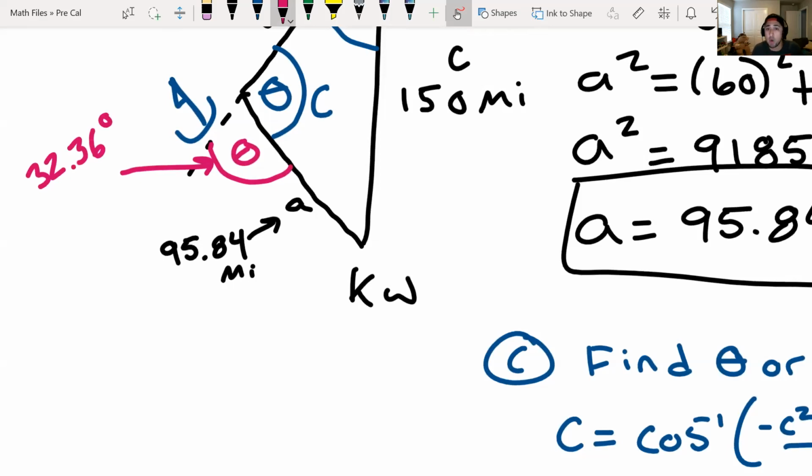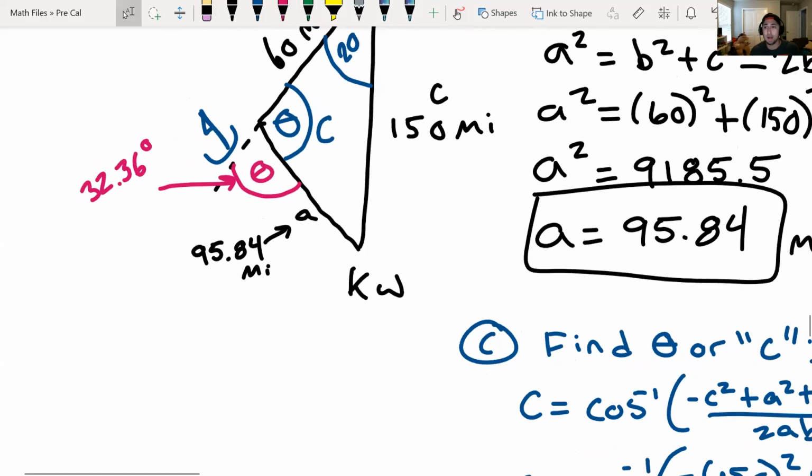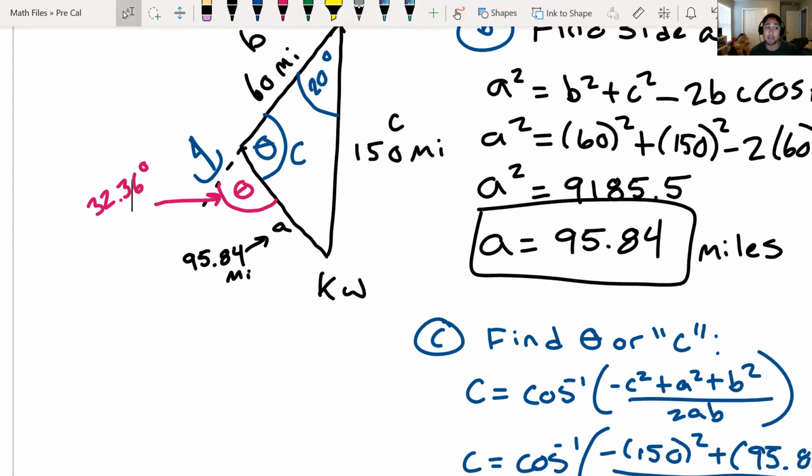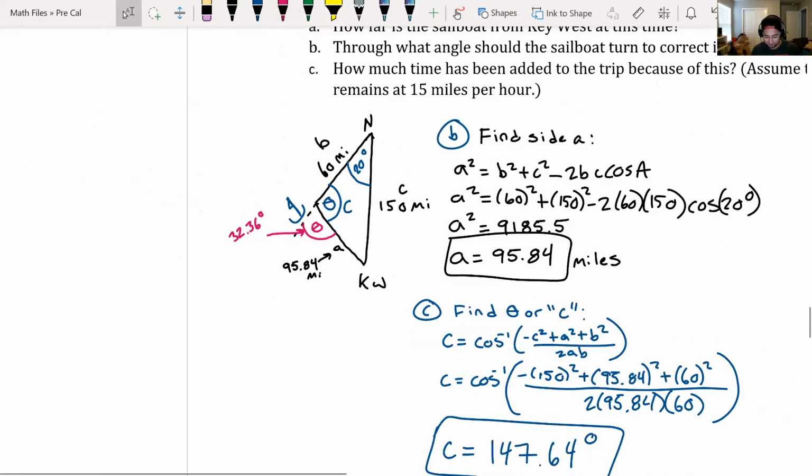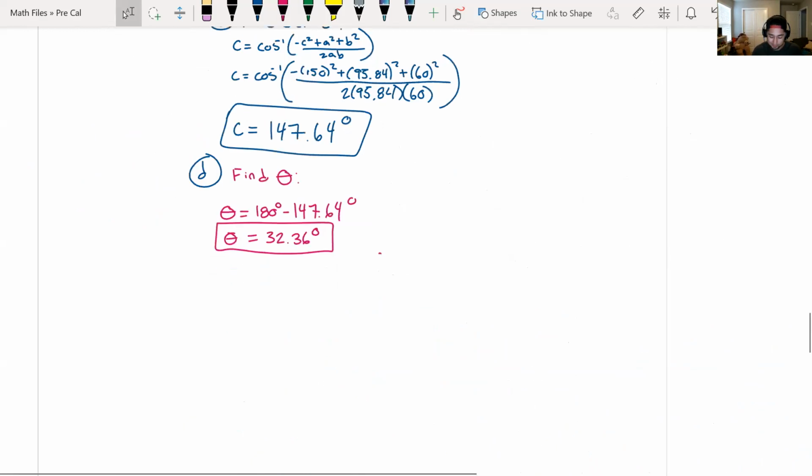32.36 degrees, because we don't want to miss the party. We got to get to Key West. So hopefully we are sober enough to turn the boat 32.36 degrees, okay? All right.